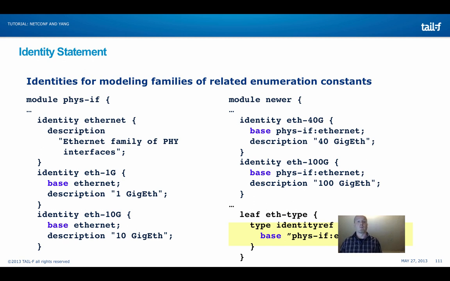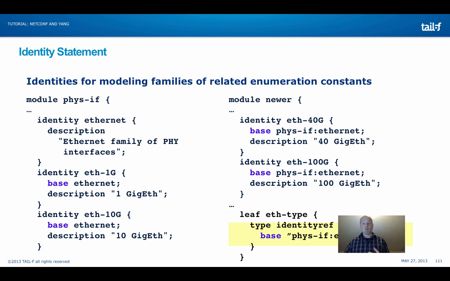So look at this example here. We have an identity called Ethernet, and of course you could do an enumerated data type trying to enumerate every possible Ethernet type. That's pretty hard to maintain. So in this case, rather, we do an identity Ethernet, then we do a subtype, sort of. Identity ETH1G, base Ethernet. So this here is a sub-identity to that identity. 10G, again, another sub-identity to that one.